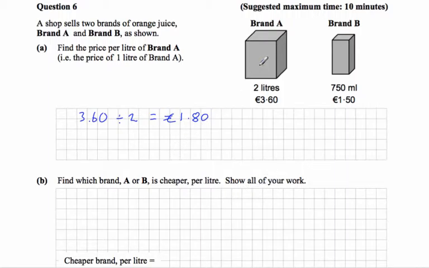Well, we've done brand A, so now what we need to do is brand B. Now brand B is given to us in millilitres. So the first thing we need to know is that 1 litre is equal to 1,000 millilitres. You should know that conversion off by heart. So how much of a litre or how much of 1,000 millilitres is 750 ml?